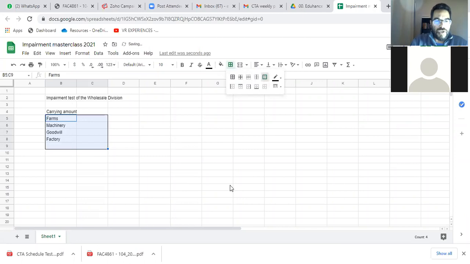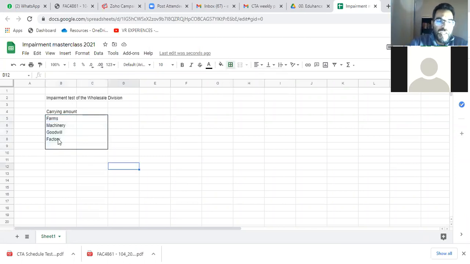If I remember correctly, there was farms, there was machinery, there was goodwill, and then there was factory. So point number one had farms, goodwill, and machinery. Point number two was the retail division. Point number three was the factory, which was the corporate asset. Point number four was, okay. So yeah, I think I brought in all the assets.